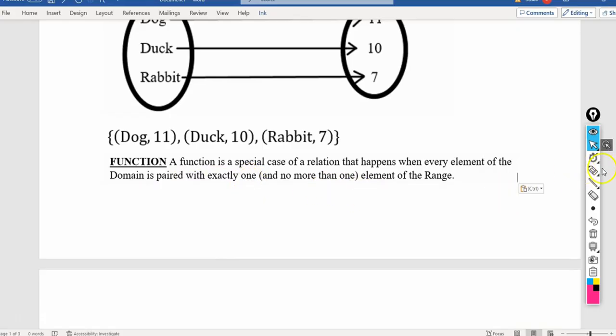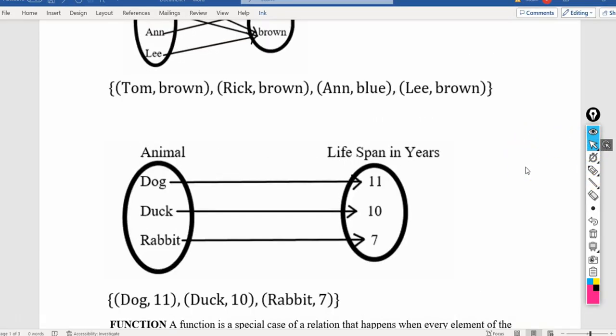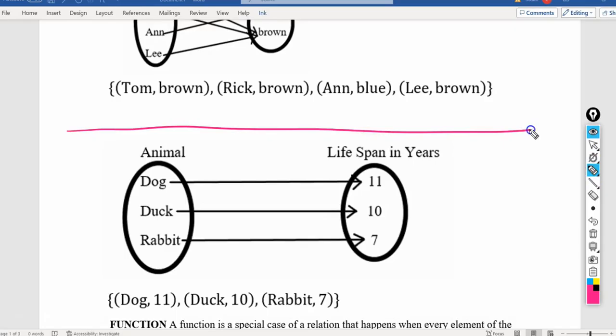Okay, so if we go back, could we identify which of these are actually functions? So let's just work our way backwards. Is this a function? Well, I go through the domain. Dog is in the domain, and it's only paired with one thing in the range. So far, so good. Duck is in the domain, and it's only paired with one thing in the range. And rabbit is in the domain, and it's only paired with one thing in the range. So this is a function.